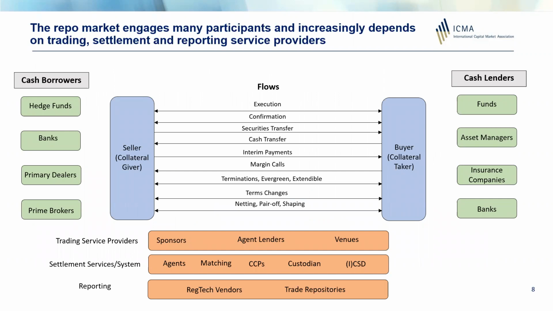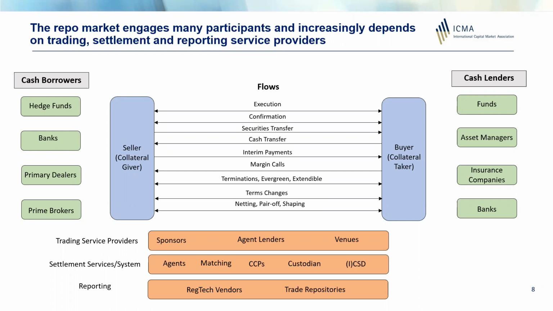The repo market consists of many participants. Cash borrowers are typically hedge funds, banks, primary dealers, and prime brokers. Cash lenders are fund managers, asset managers, insurance companies, and banks as well. The industry is supported through a number of service providers that provide trading services such as sponsors, agent lenders, and venues, settlement services, and reporting.